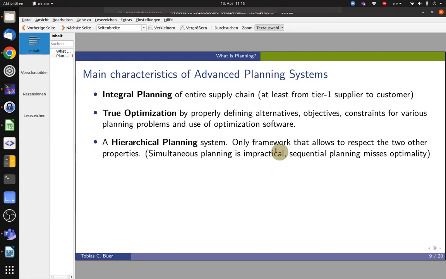So advanced planning systems are characterized by integral planning of the different activities. We have true optimization based on optimization software, and a hierarchical planning process is used.